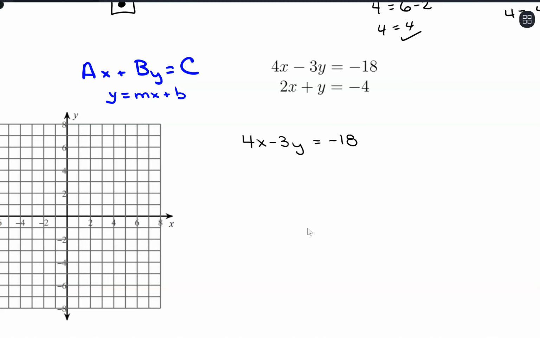Actually, okay, I'm going to show you another way. Just because we did slope-intercept up there, I'm going to show you a slightly different way. But what we could do is solve this for y and then have our slope and intercept. I'm going to show you a quick other way to do it too. 2x plus y equals negative 4.